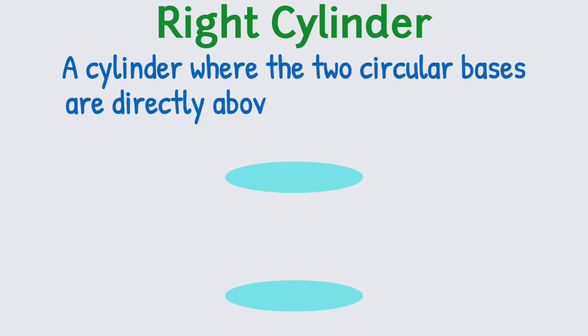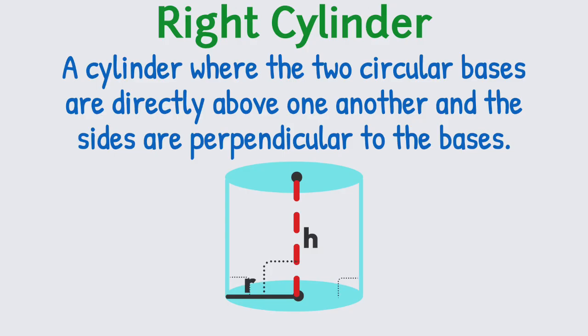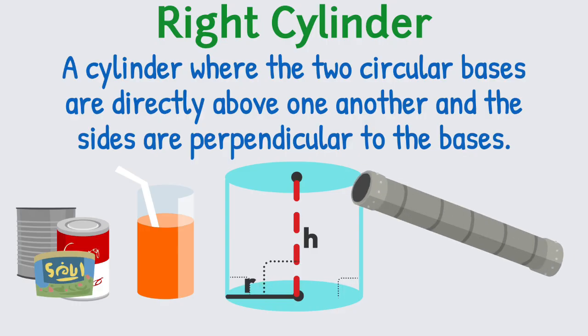Right cylinder: a cylinder where the two circular bases are directly above one another and the sides are perpendicular to the bases. Most cylinders we encounter in everyday life, from cans to drinking glasses to pipes, are right cylinders. Unless told otherwise, we assume a cylinder is a right cylinder when calculating volume.